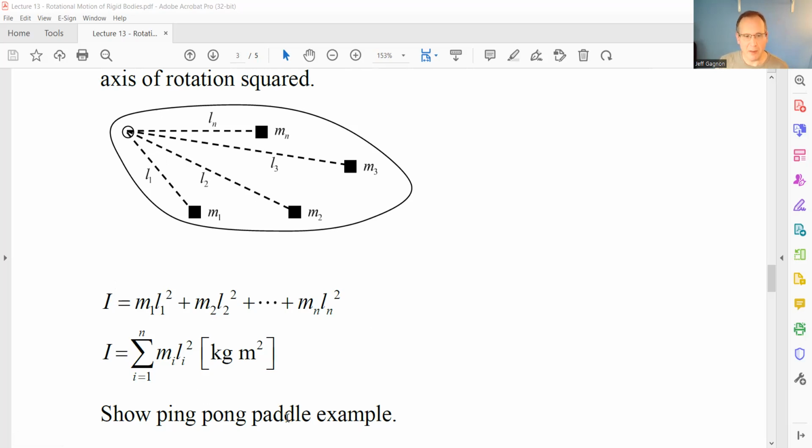Actually, here's one example. Let me jump on the iPad for a second. Let me show you the difference. If you have a ping pong paddle and you calculate the moment of inertia about two different points.